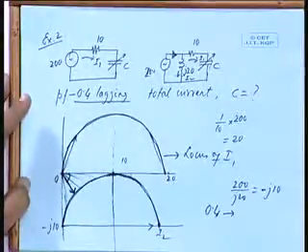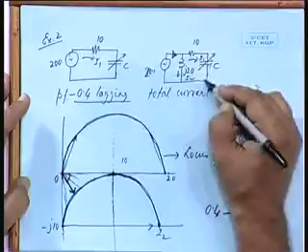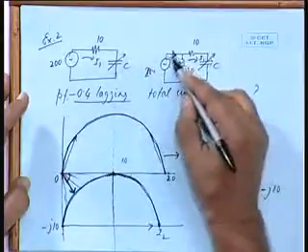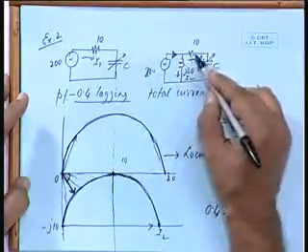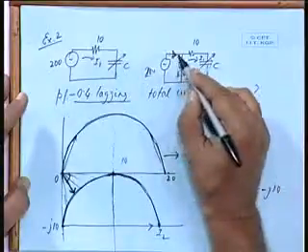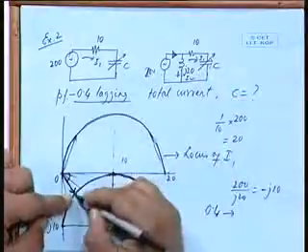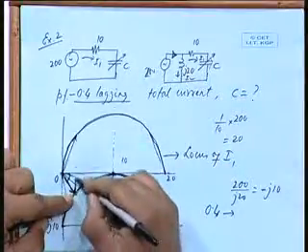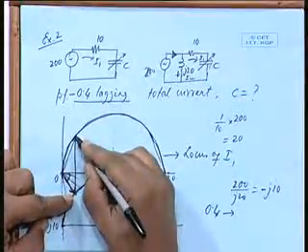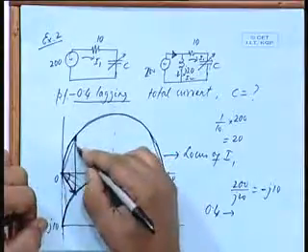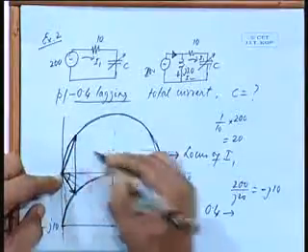So, what is the corresponding current I1? When the total power factor is 0.4 lagging, what is the current through I1? I know the total current. This is the total current. So, how much is the current I1? Shift it vertically, wherever it hits, this is the current I1.